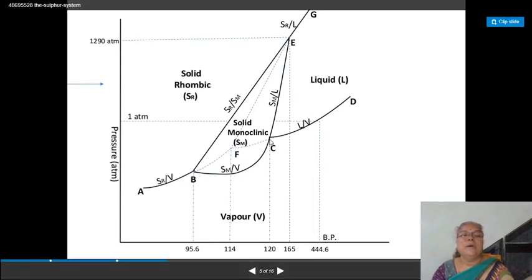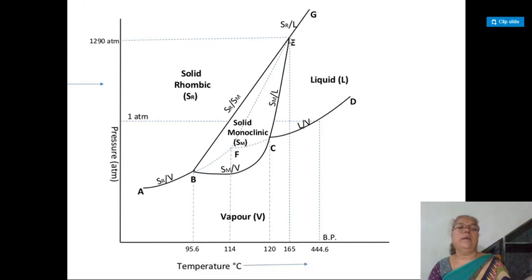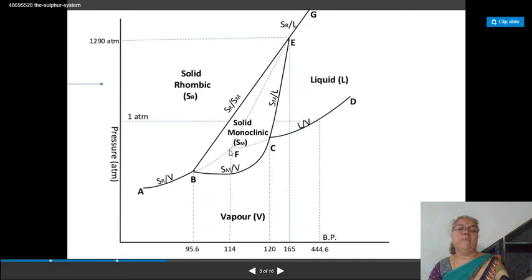Then the next triple point is C, and at this C point monoclinic sulfur, sulfur liquid and sulfur vapor are in equilibrium. So this second point is a triple point. Then see this E point, this is also a triple point, and along this E point sulfur rhombic is in equilibrium with sulfur liquid, which is in equilibrium with monoclinic sulfur. This E point is a triple point having degree of freedom 0, and at this F point three phases are in equilibrium: rhombic sulfur, monoclinic sulfur, and sulfur vapor. This is the explanation of the sulfur system.